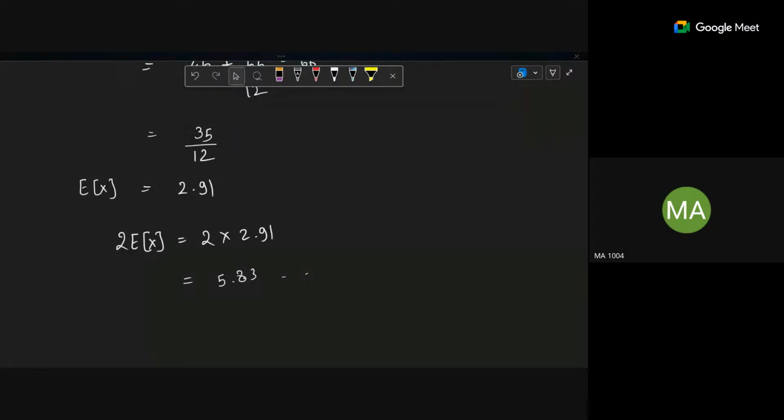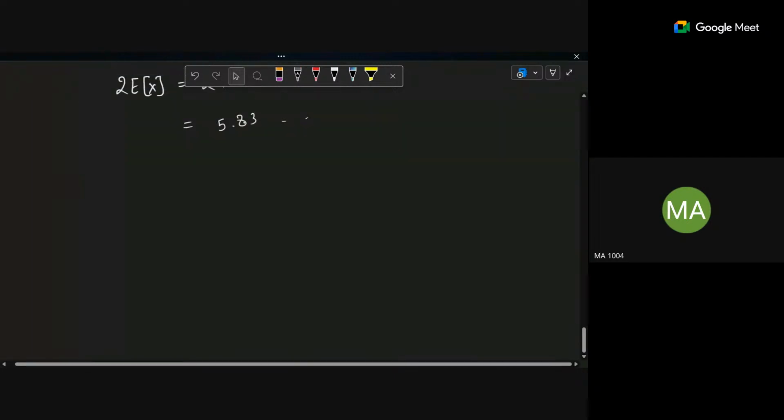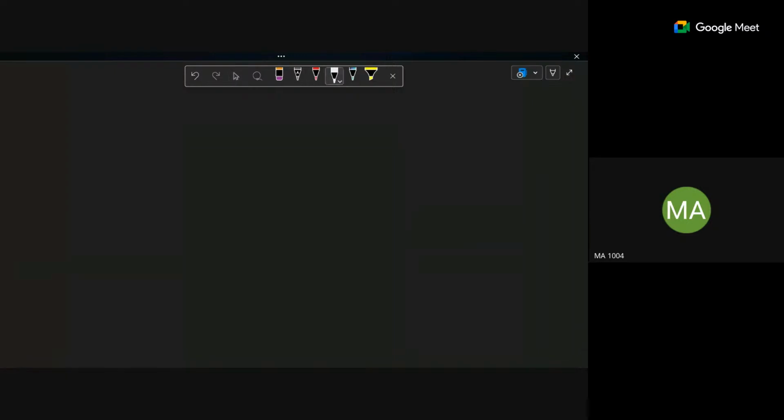Okay. So how to proceed with this one? What do we have here? We have a PDF of a continuous function, and we want to calculate the variance of y, where y is equal to twice x. So the variance of y will look like the variance of twice x. Variance of twice x is 2 squared times the variance of x, as you know.